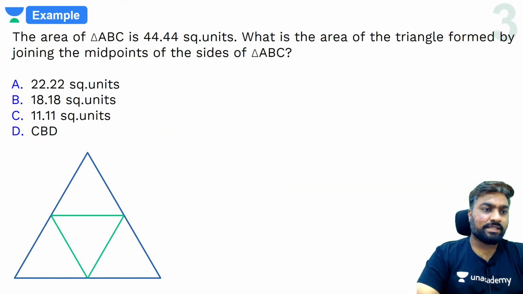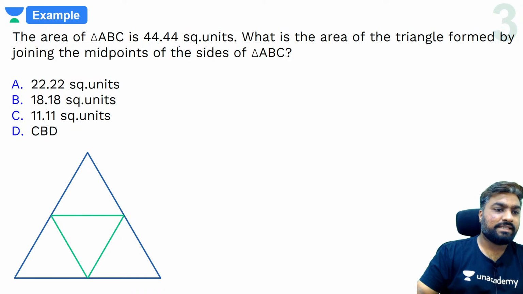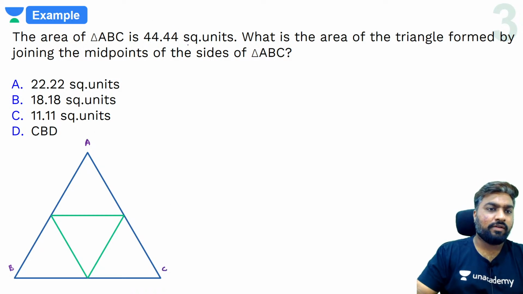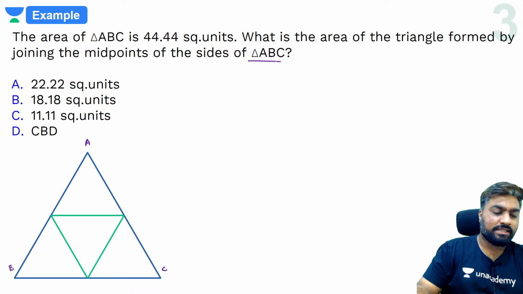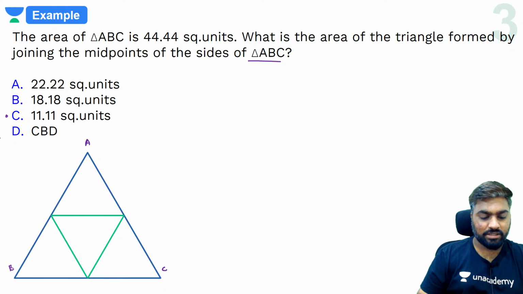Here's our next question. They're saying the area of triangle ABC is 44.44 square units. What is the area of a triangle formed by joining the midpoints of the sides of triangle ABC? Deep says C. Beautiful. Deep, very good. Deep seems to be on fire today, totally on a roll.